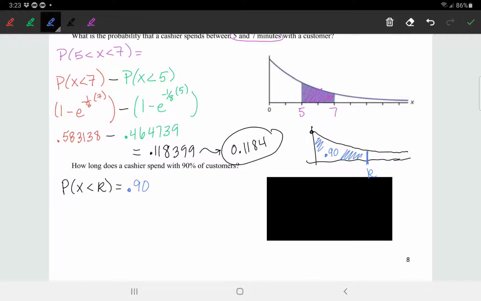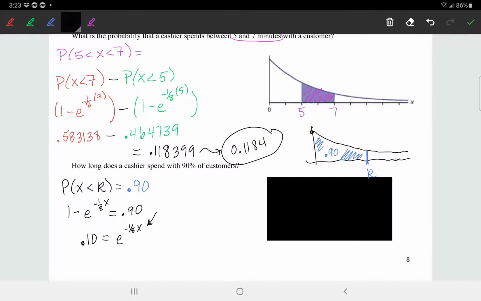Okay, well we can do this. We know the formula for the probability of x being less than k. This is 1 minus e to the negative mx, and that has to be equal to 0.9. Right? So this is the equation we're going to solve. We'll solve for x, and that will tell us what value of k we need. So if I subtract 0.9 from both sides, I get 0.10 on this side, and if I add e to the negative 1/8 x to both sides, we get this.